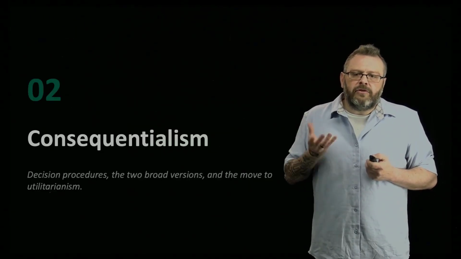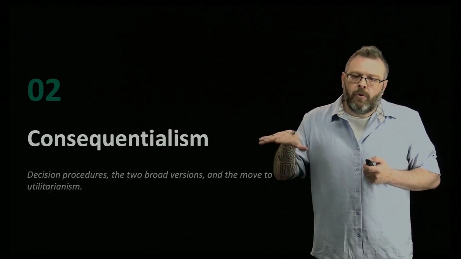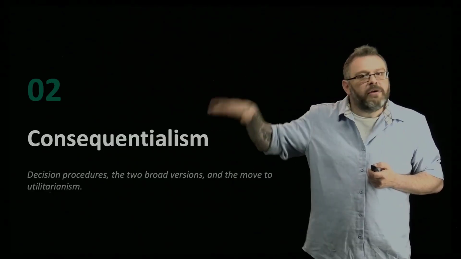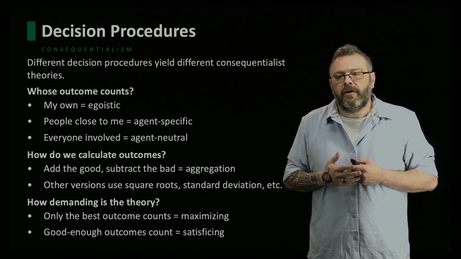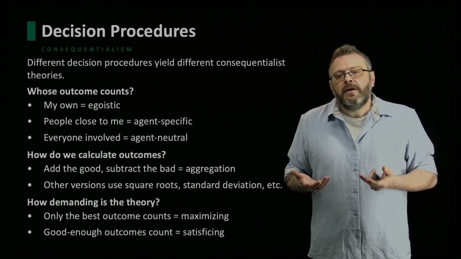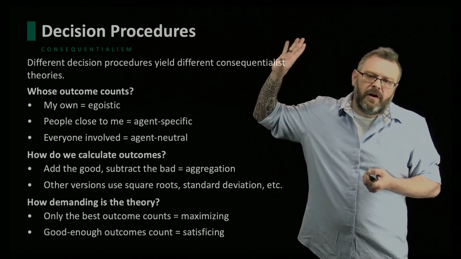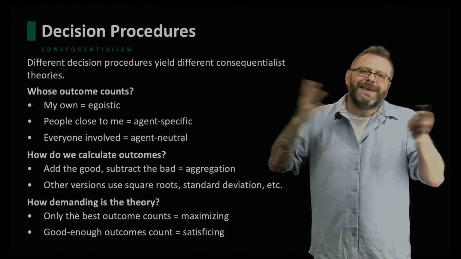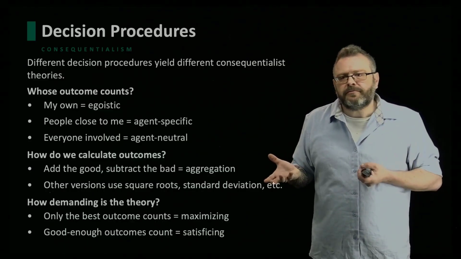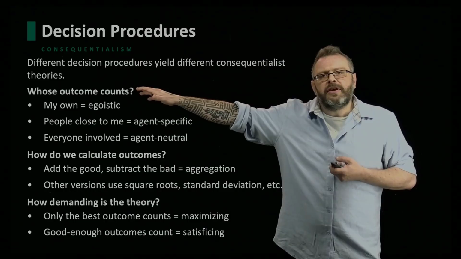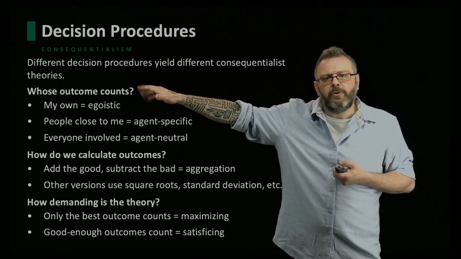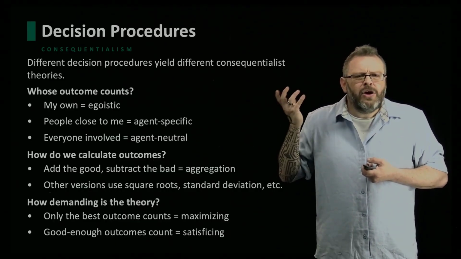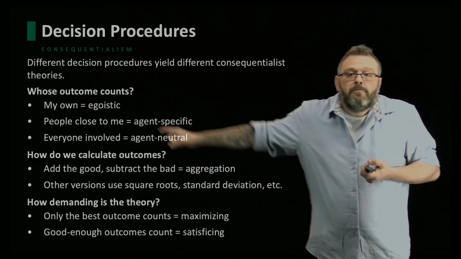So let's start to narrow down a little bit what we're talking about here, because the variety of theories that fall under this consequentialist umbrella is huge, okay? Different decision procedures, different theories of value, different criteria, right? They're going to get different results here. So we might think about, okay, well, whose outcome do we care about, right? So I care about having a good or valuable outcome, but whose outcome am I concerned with? Maybe it's just my own.